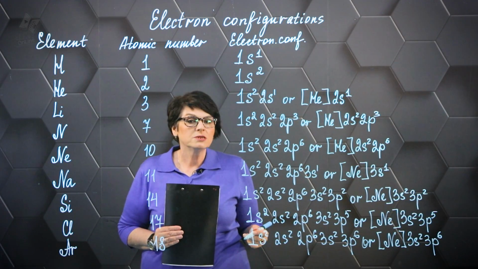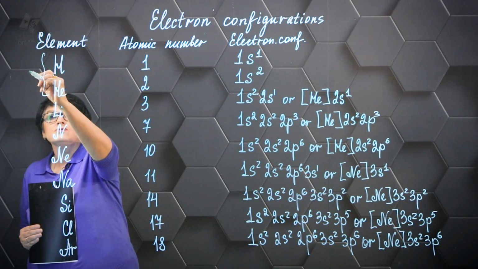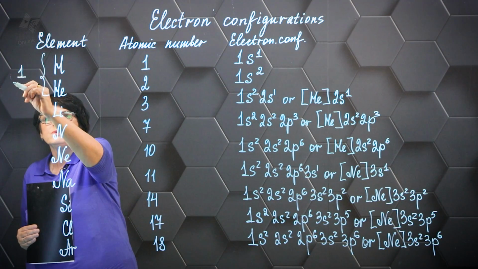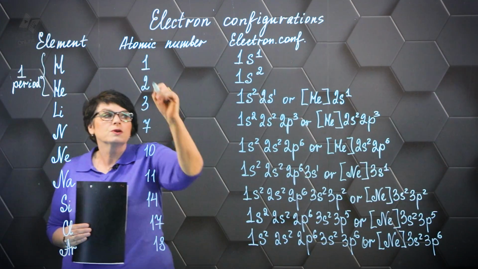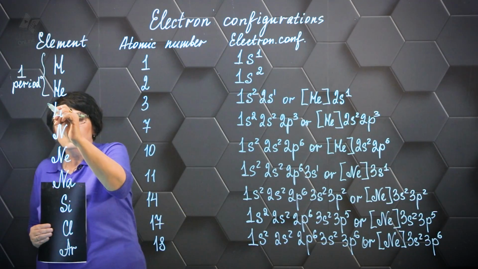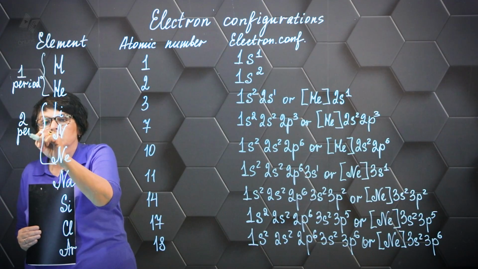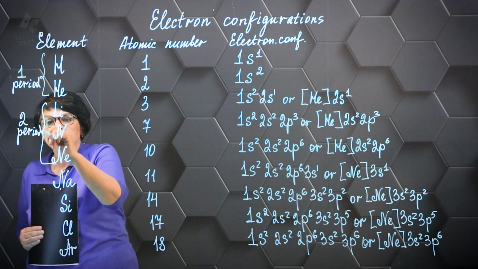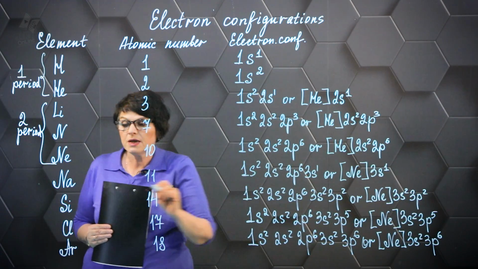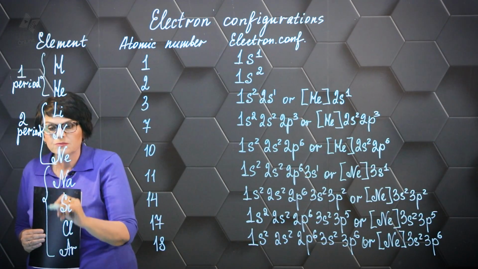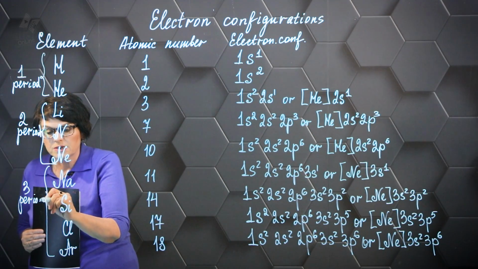So hydrogen and helium is our first period, and they fill only the 1s sublevel. From lithium to neon, this is our second period. They fill s2 and p6 respectively, as much as possible. And the last elements we showed are the third period, which is filled in this way, starting again with s until s2 is filled, and the next p are 6.